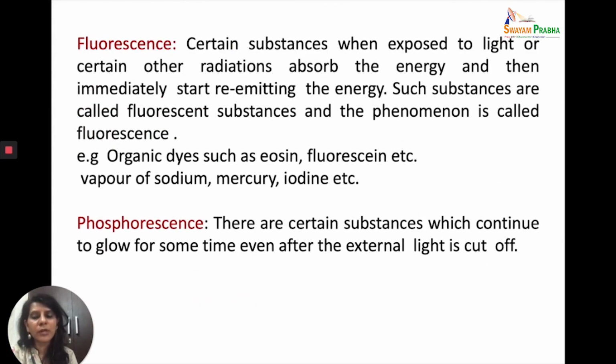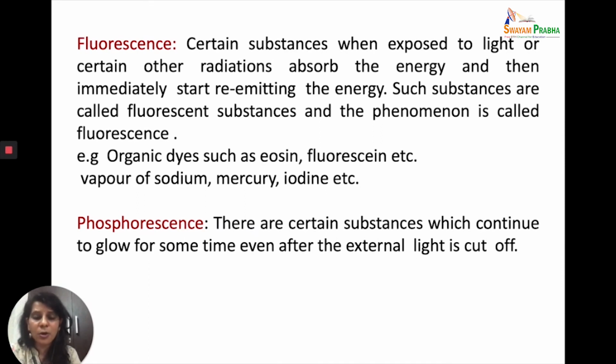Now we did look at fluorescence and phosphorescence through the Jablonski diagram. Let's recall what we did. The fluorescence phenomenon took place when the electron went from S1 to S0. Therefore, there was a radiation which was being emitted when the electron went from S1 to S0. So there are certain substances which, when exposed to light and other radiation, absorb the energy and then immediately start re-emitting the energy.